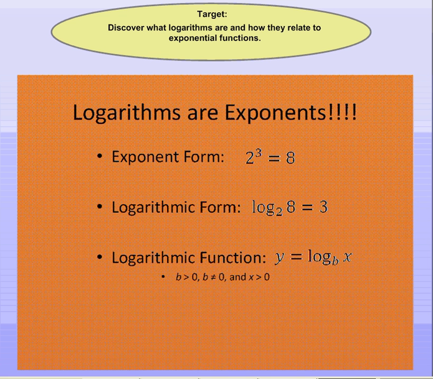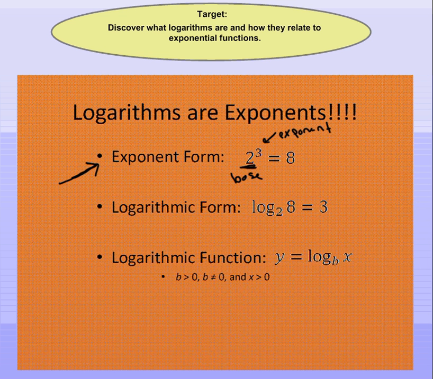You have three things on this page. We have something written in exponential form, which is what we're used to seeing. 2 to the third power equals 8. Any number to an exponent equals some value. Remember, the larger number here is called the base. This is our exponent, and the 8 just happens to be our result.